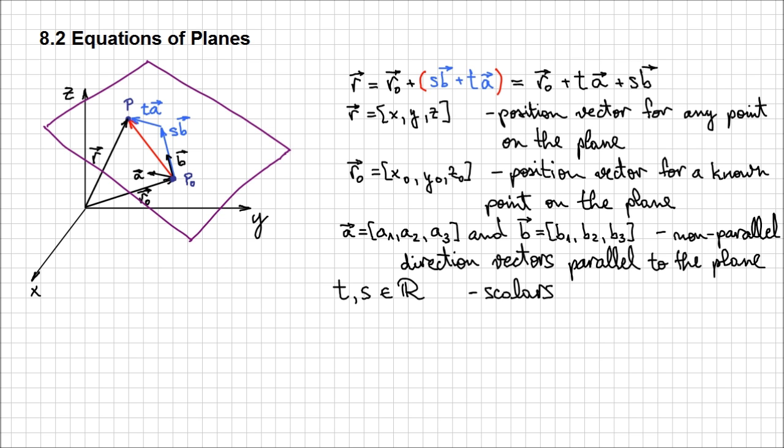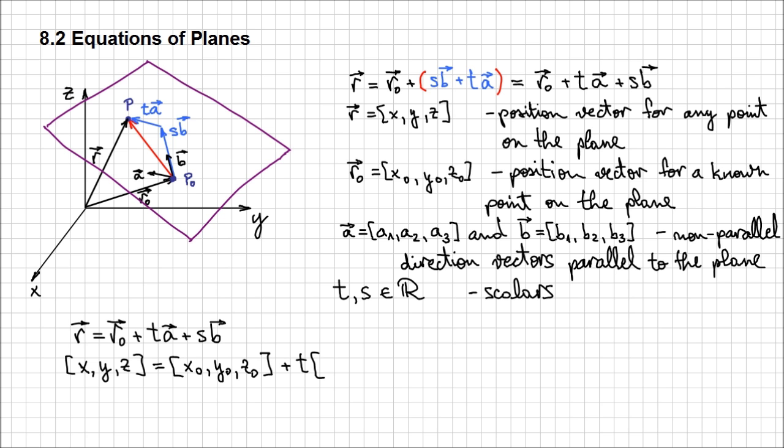So basically, the first type of equation that we can use to define a plane is the vector equation. In geometric format, it's going to look such as this: r equals r0 plus ta plus sb, while in algebraic format, the vector equation of a plane is as follows: x, y, z equals x0, y0, z0 plus t a1, a2, a3 plus s b1, b2, b3. These are your vector equations for a plane.